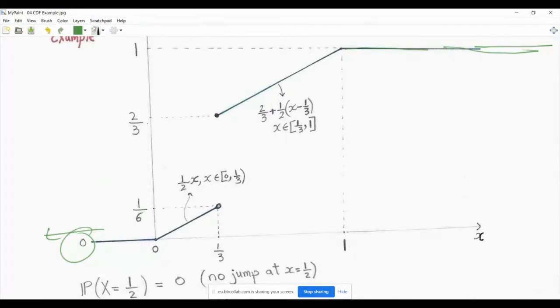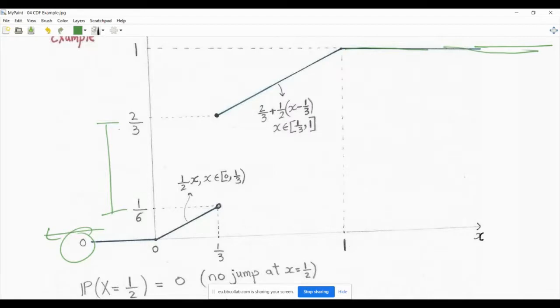Okay, and from the CDF we can know things, like what type of random variable we are talking about. It's not absolutely continuous, because we have a jump at 1 over 3. And it's not discrete either, because there is just one single jump, which is from 1 over 6 to 2 over 3. So in fact what we are seeing here is a mixture. This is a mixed random variable that is discrete and absolutely continuous.